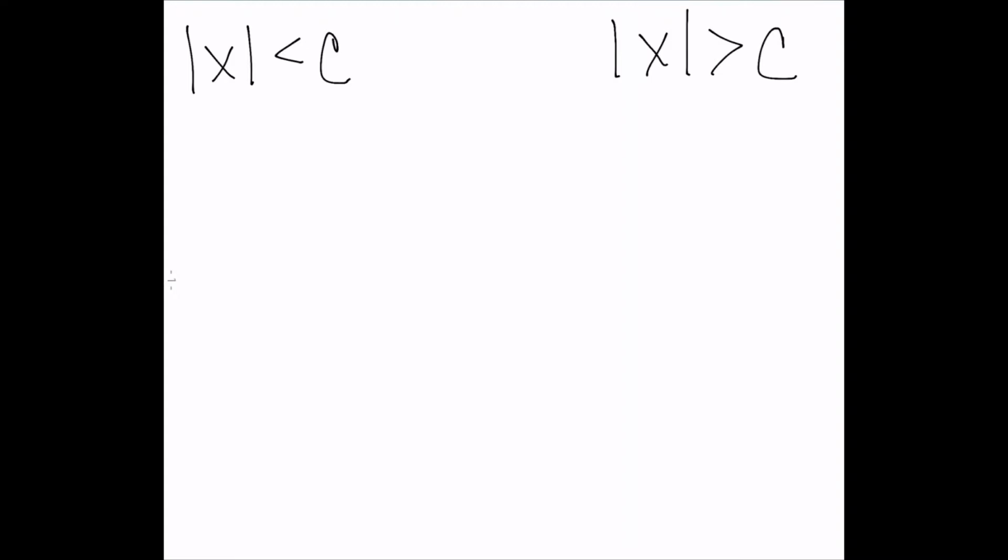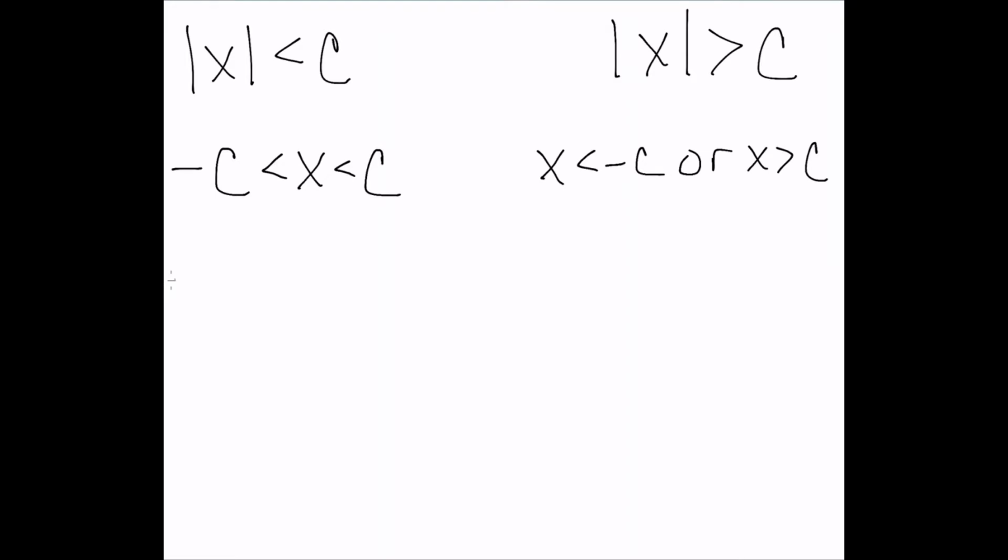than c. And this is actually going to translate into the compound inequality negative c less than x less than c. The one on the right wants to know what numbers are further away than c from 0. This one ends up being x is less than negative c or x is greater than c. So we really have to pay attention to which one of these situations that we're in order to know which inequality to solve.